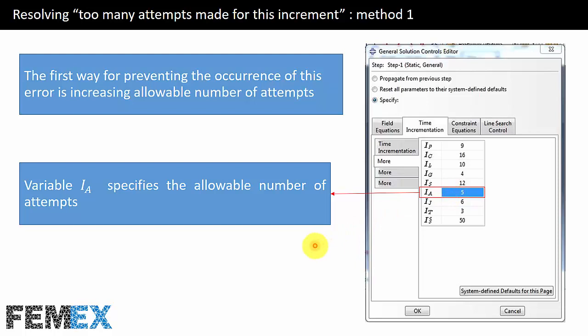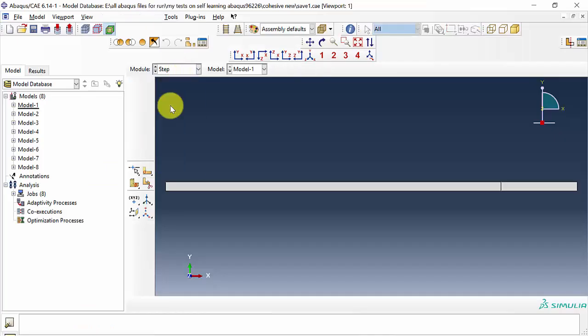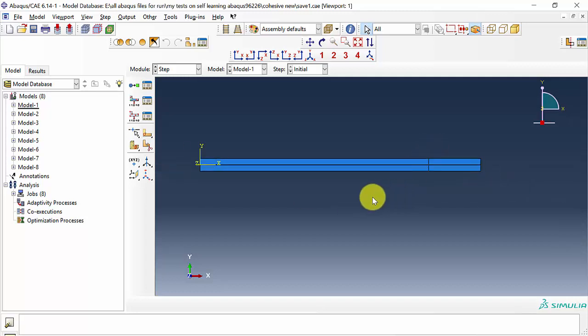Now I go to Abaqus to show this dialog box to you. This model is a model for simulating the performance of a cohesive zone, and this is a simulation of DCB test. DCB is double cantilever beam.